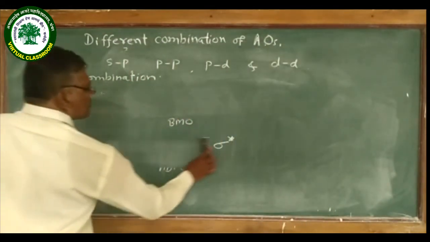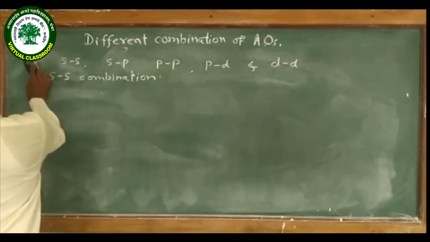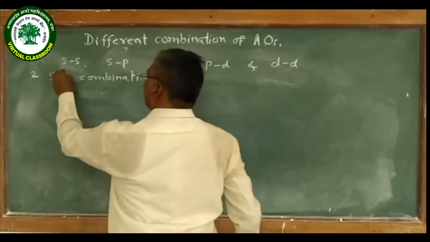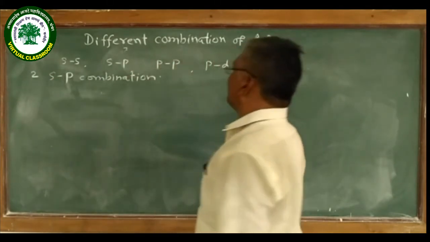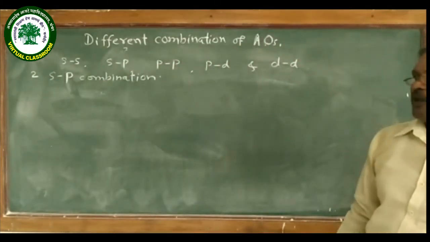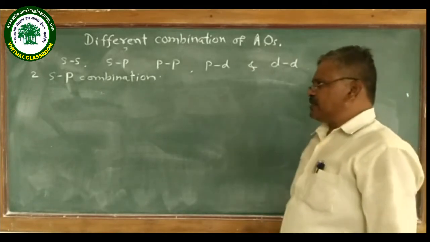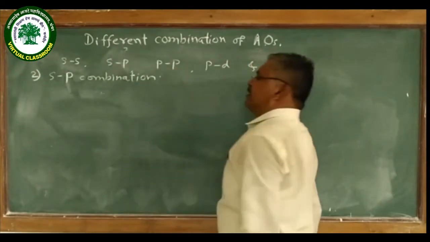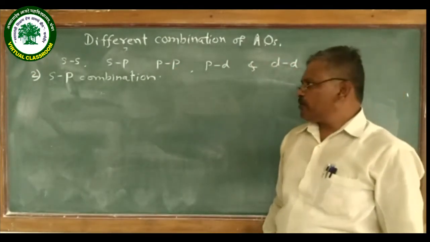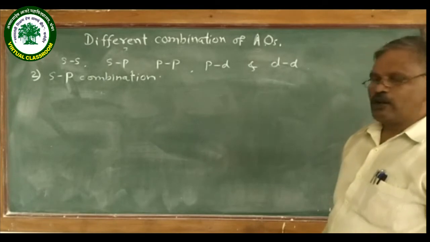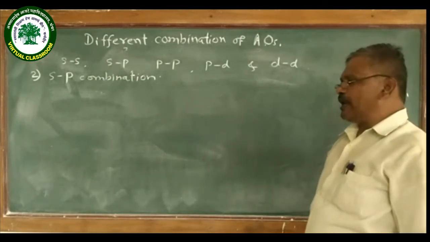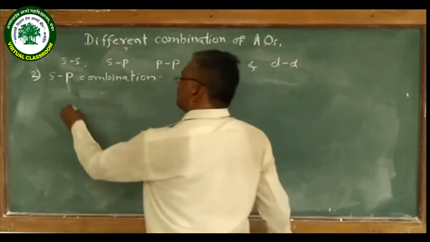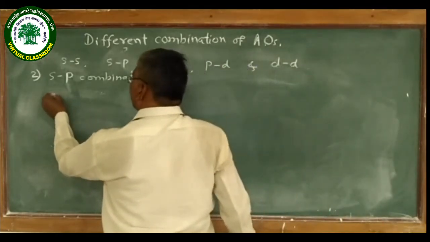So the second combination is sp combination. So s orbital of one atom combines with p orbital of another atom, and since s orbital is spherically symmetric, it will coaxially overlap with the px orbital or py orbital or pz orbital, and that coaxial overlapping will lead to the formation of sigma molecular orbitals. So let us see how this sp combination can be shown.